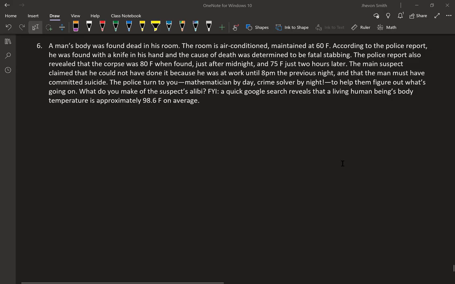Now, the main suspect claims something. Maybe one of the neighbors told the cops that he was fighting with the person down the hall. And they go and question him: we know this person you were seen fighting with, and we know that you have a problem with them. They were found dead in their apartment last night. What do you have to say for yourself? We're checking out all suspects. And he's like, no, I couldn't have done it. I was at work until like 8 p.m. So I got home late last night and it couldn't have been me.